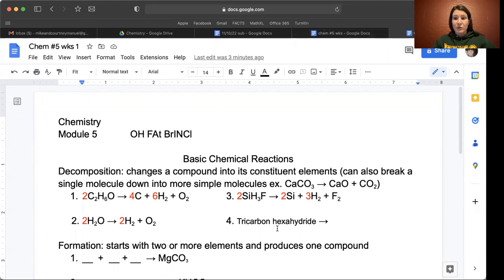Okay, hopefully you got number 3. Here's the answer just to double check yourself. We've got 2 silicon, 3 hydrides, and a fluorine there as a homonuclear diatom.